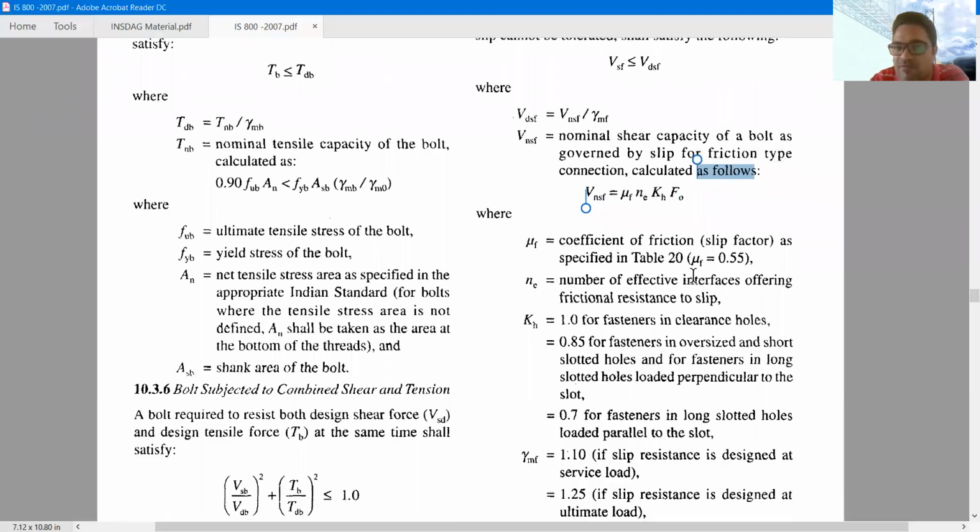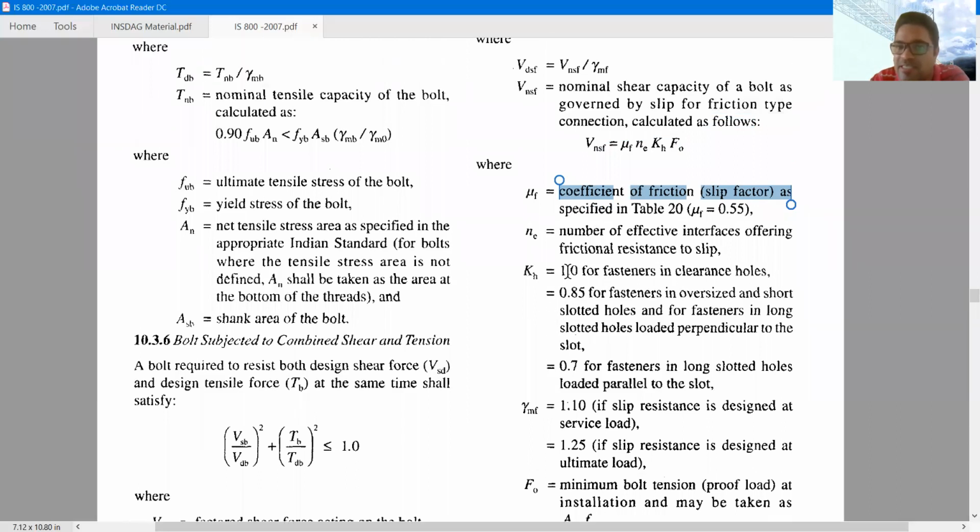Now what is gamma F? Gamma F is the coefficient of friction, which is called slip factor. Gamma F is generally the value of 0.55, which is already given. NE is the number of effective interfaces, whether the joint is in single shear or double shear. Based on that, the number of effective interfaces is calculated.